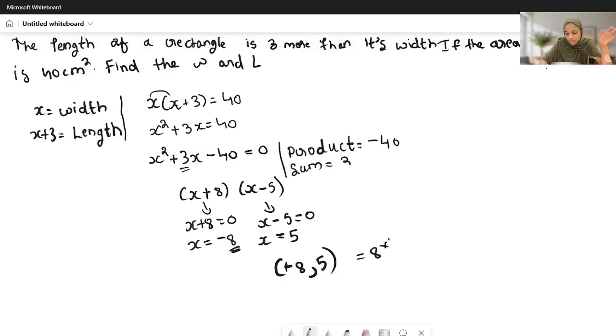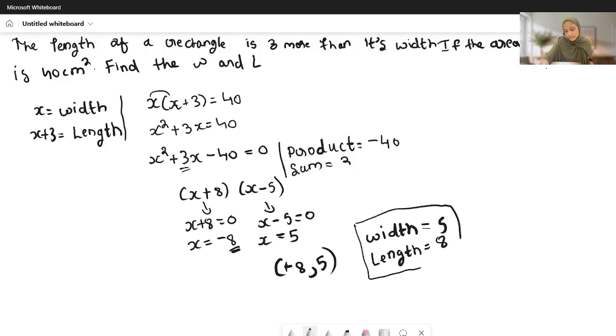So 8 into 5 is what? 8 into 5 is 40, so it works. And we know that the width is going to be 5 because the length is 3 more than the width. So the length is bigger than the width. So we know that the length is 8 and the width is 5. Okay, so this is the answer to this question. And now let's go to the next question.